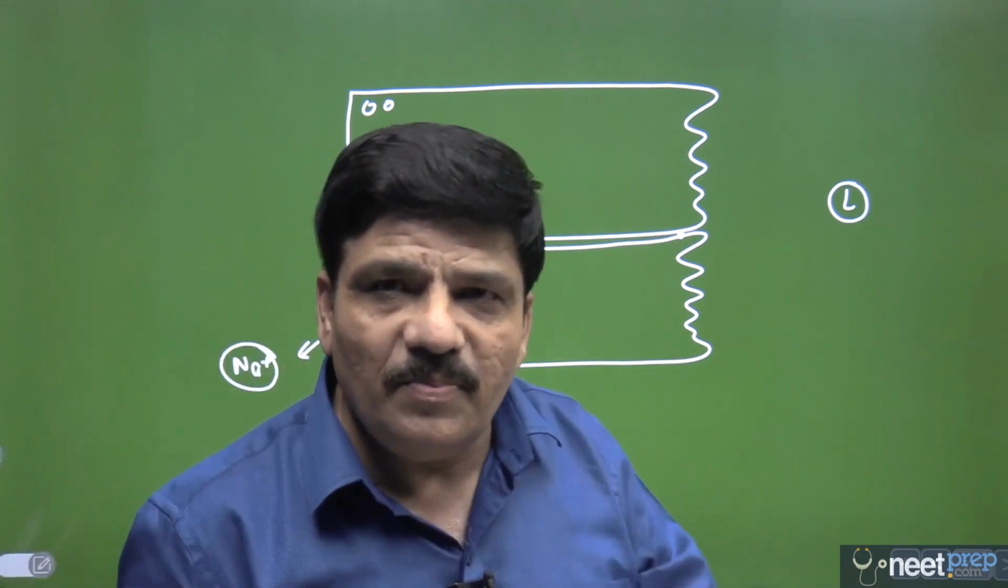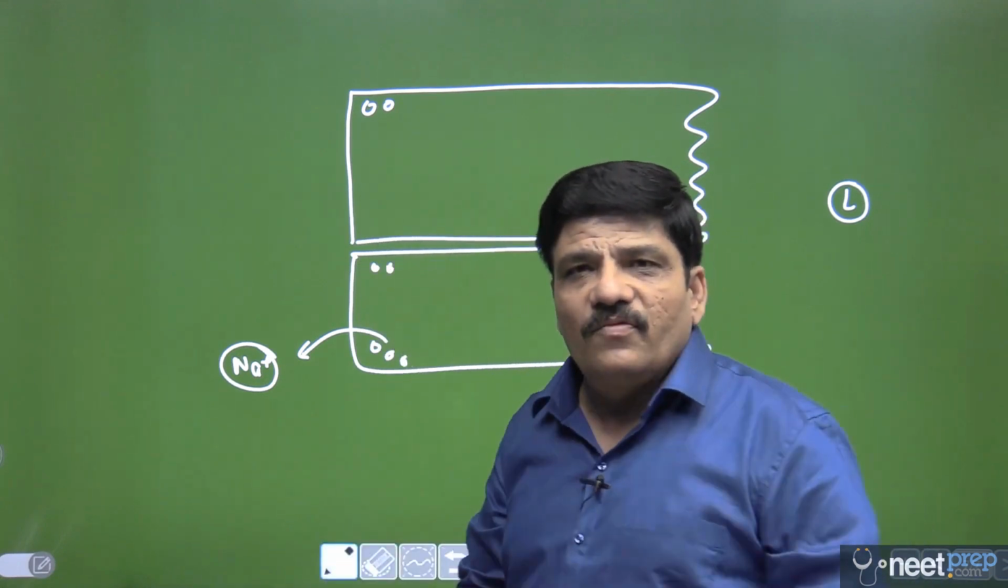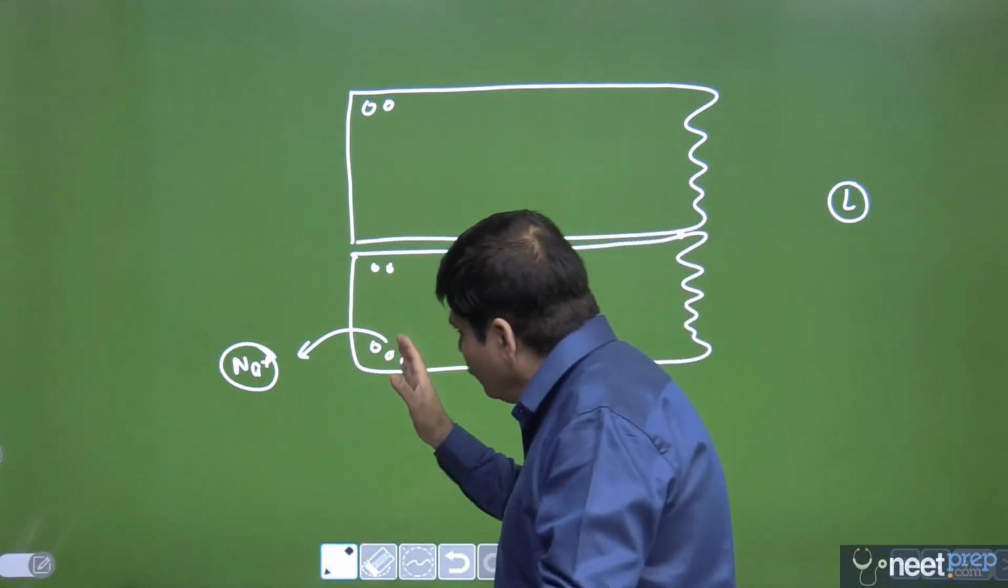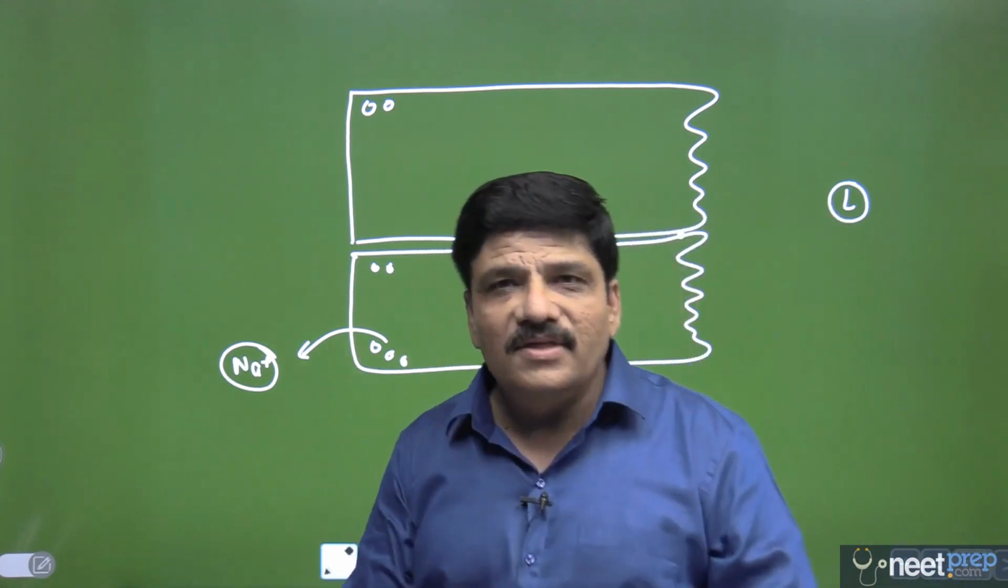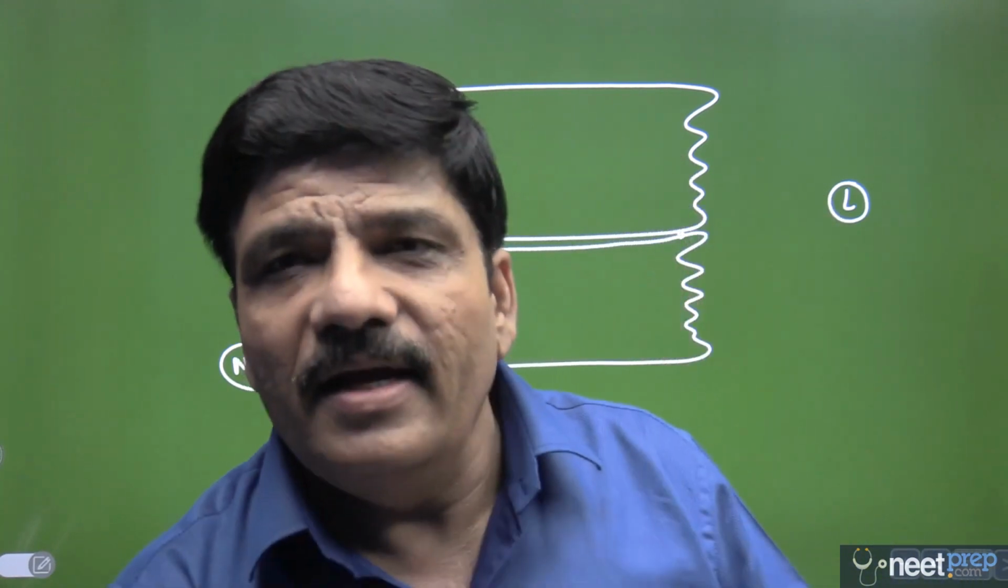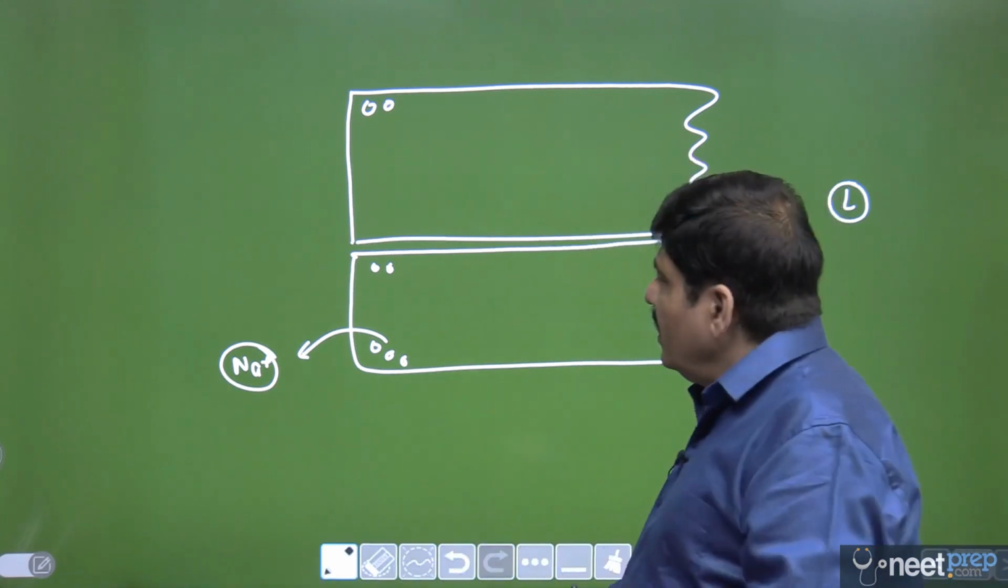You know that the principal cation in the extracellular fluid is sodium. So we are transporting sodium from the intracellular fluid to the extracellular fluid. This has to be against a concentration gradient, and hence will require ATP energy, and hence is an active transport.